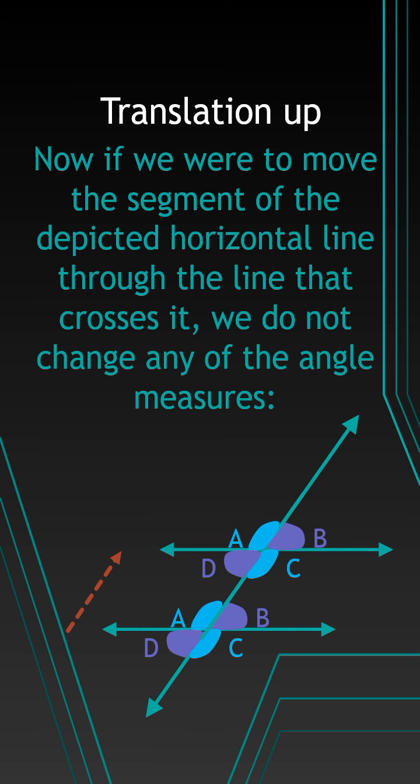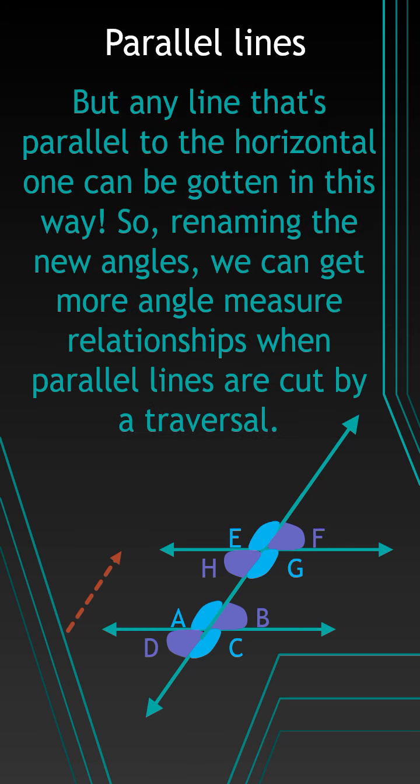Now, if we were to move the segment of the depicted horizontal line through the line that crosses it, we do not change any of the angle measures. But any line that's parallel to the horizontal one can be gotten in this way. So, renaming the new angles, we can get more angle measure relationships when parallel lines are cut by a transversal.